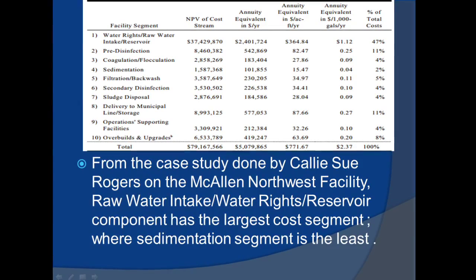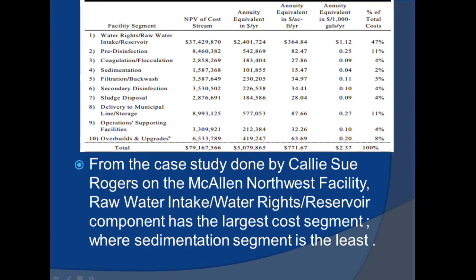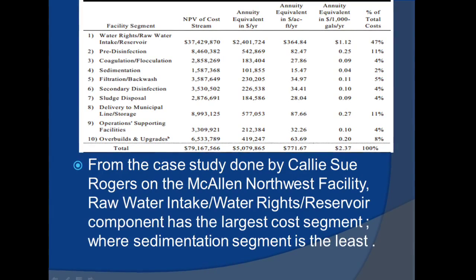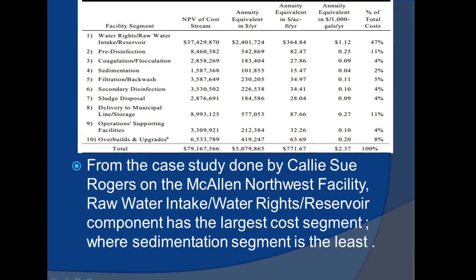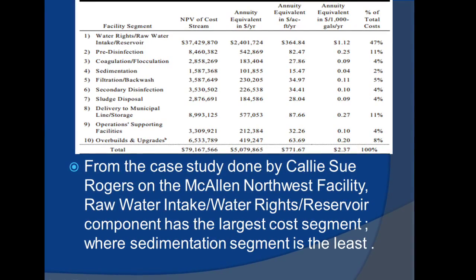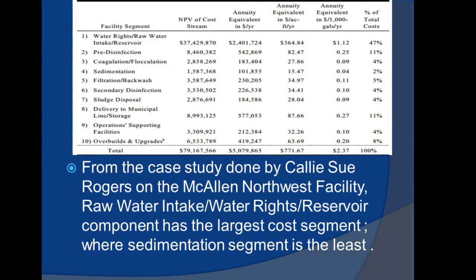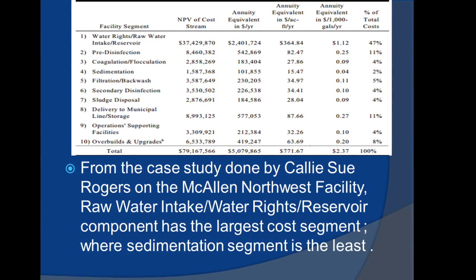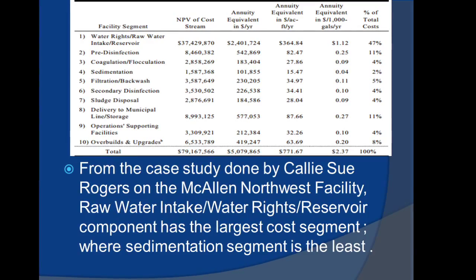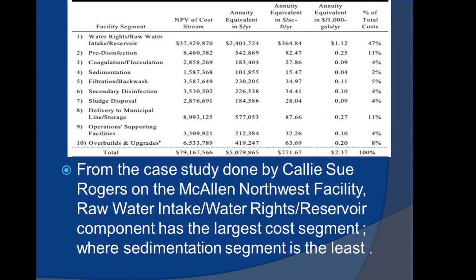Next, according to the case study done by Carly Sue Rogers on the McAllen Northwest facility, from all these processes as shown in the table, raw water intake has the largest cost segment, which is roughly around 37 million and accounts for 47% of the total cost. On the other hand, the least costly segment is sedimentation, which is roughly around 1.5 million and accounts for 2% of total cost.